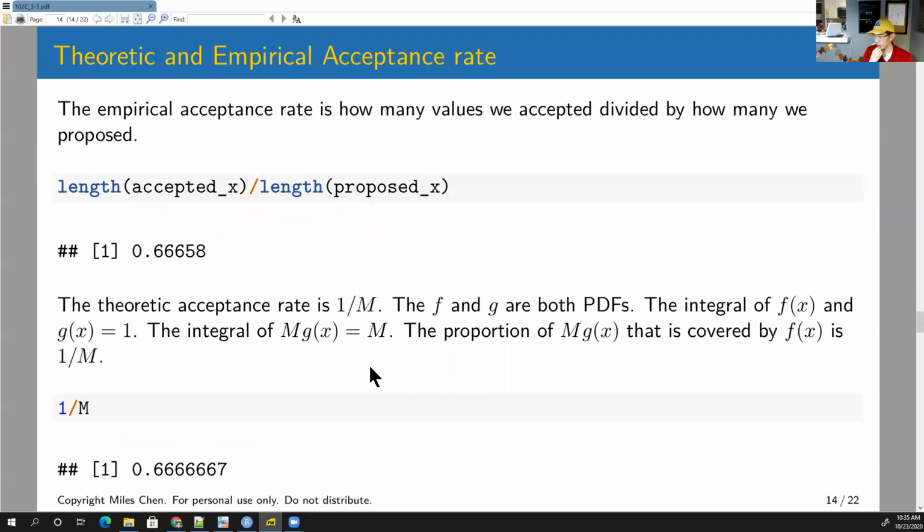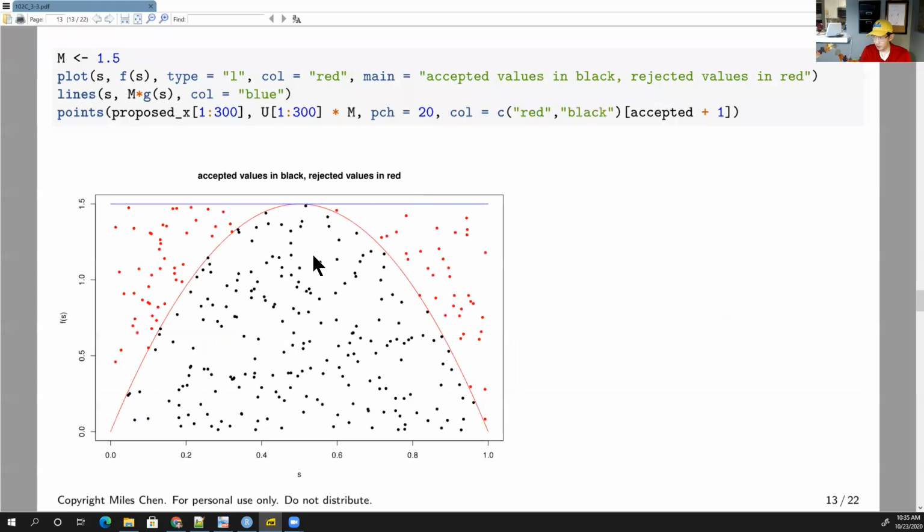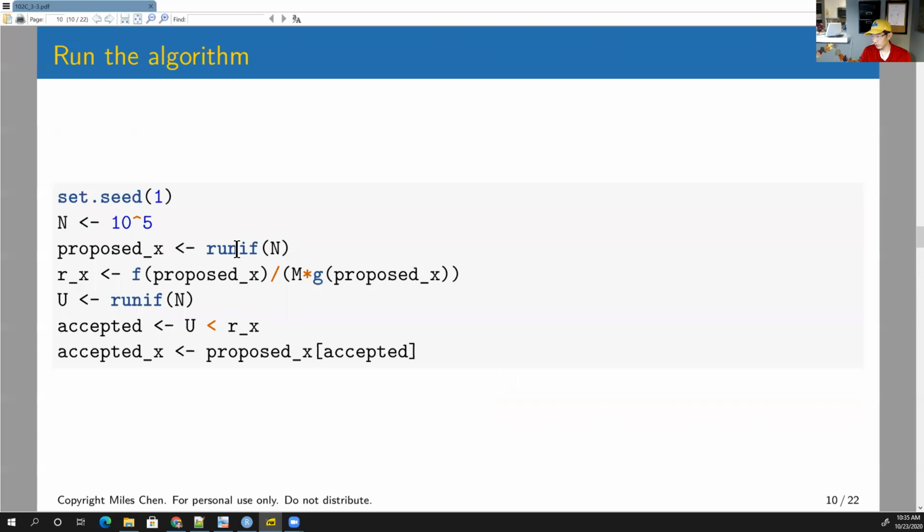Okay. So the empirical acceptance rate is how many values we accepted divided by how many values we proposed. So I'm taking the length of the accepted divided by the length of proposed. Can I go back to the code where I made the proposed x? I proposed x from R uniform, 0 to 1, and whether I accept it is based on whether u is less than or equal to this ratio.